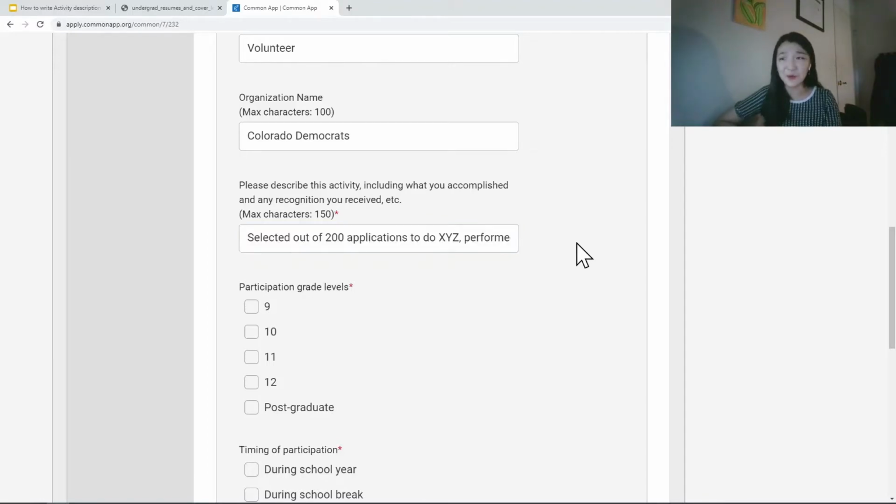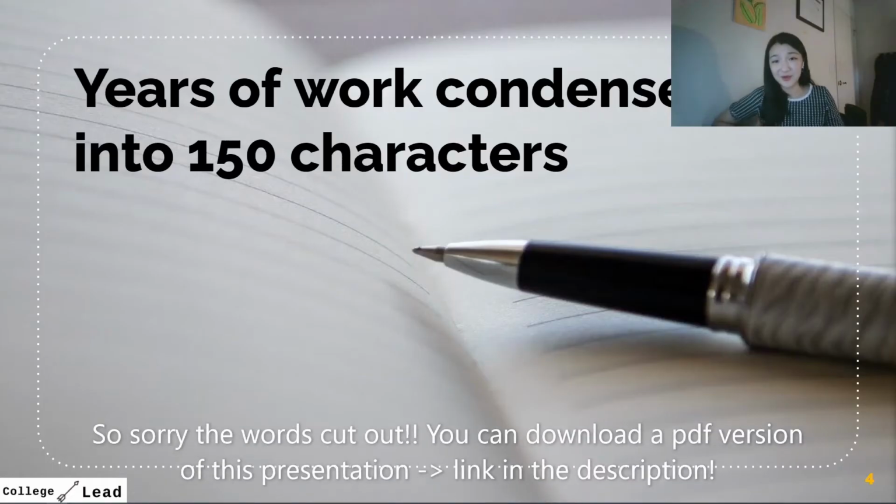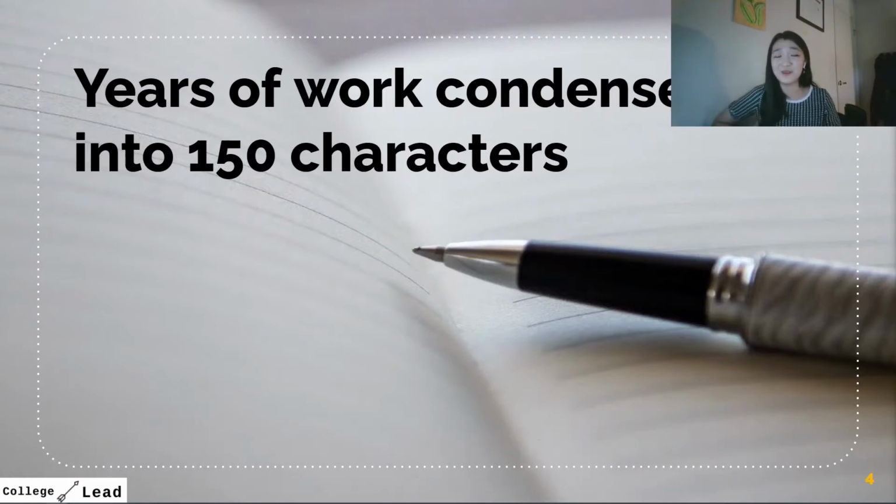Okay, so now that we know where the activity description is, let's hop back and let me tell you how you can maximize the utility you get out of these 150 characters. So like I mentioned earlier, your challenge is to condense years of work into just 150 characters. And I'll explain how to do that all here. I will say that a lot of the advice I'll give you will also be applicable if you're writing a resume or anything similar to that, because you will face a similar challenge there when you'll have to condense years of work and countless hours of toil into just 2 bullet points or 4 different lines.